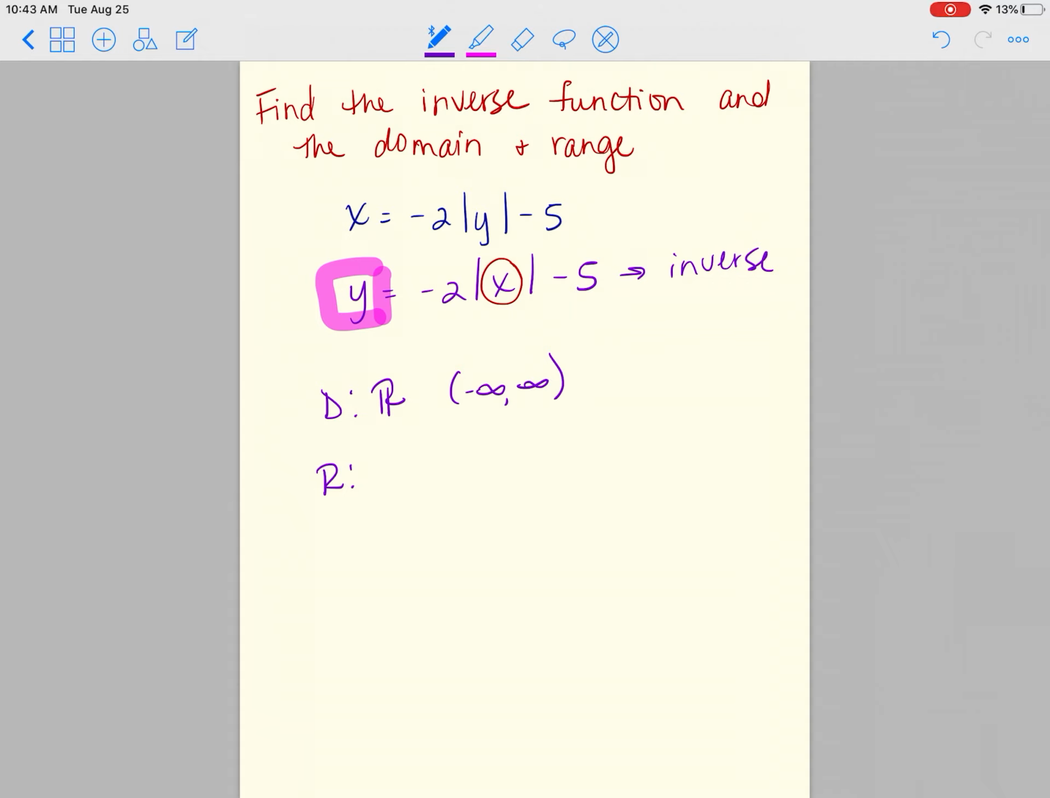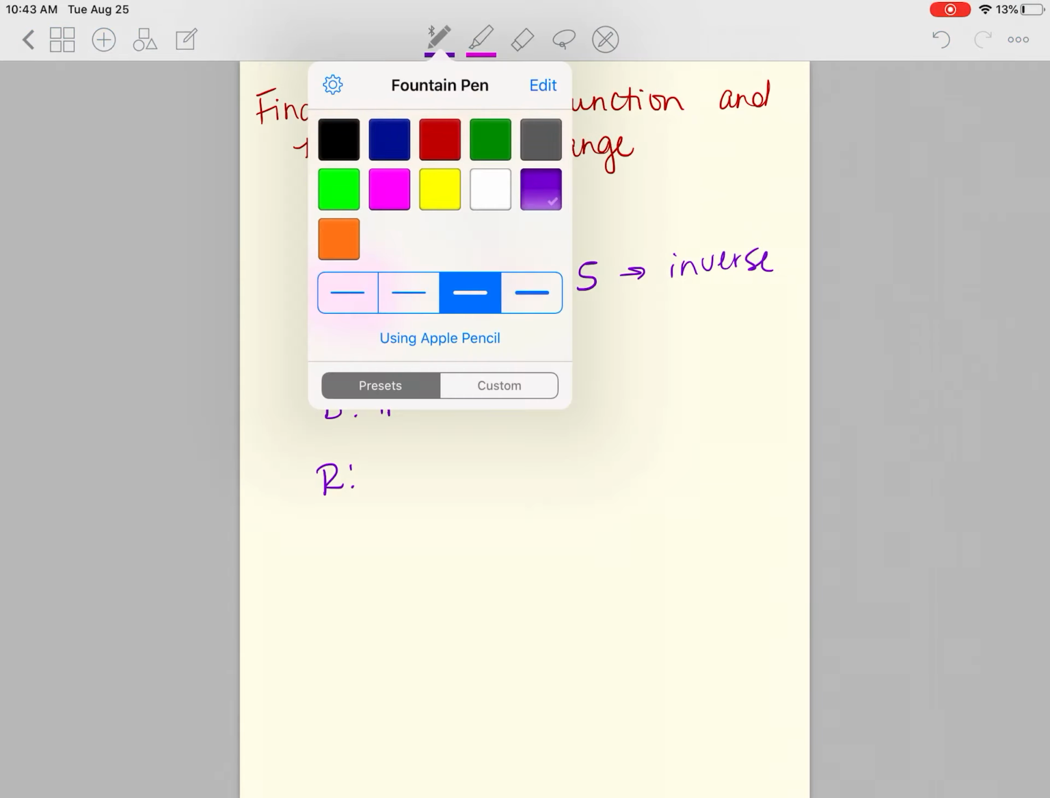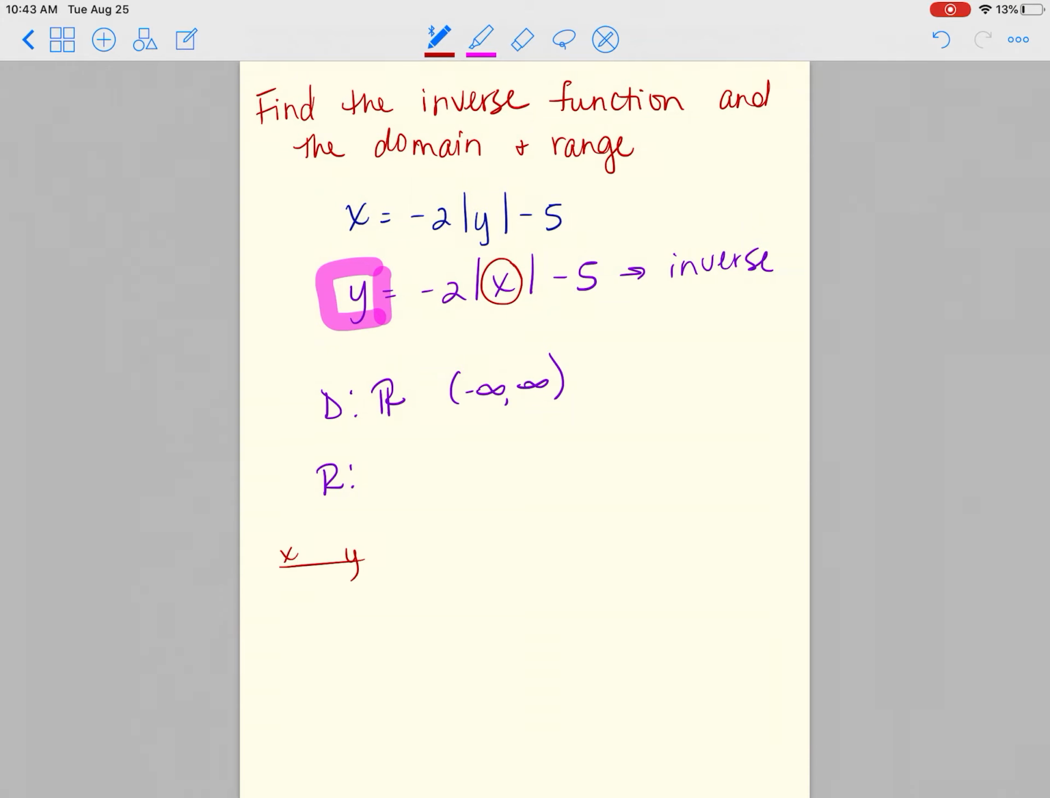My range, though, may have a restriction. Let's talk about positive numbers, and we may just need to plug in some and see what happens. So let's just do a little XY chart. If I plug in positive numbers, let's do 1, let's do 3, let's do 5. If I plug in 1, the absolute value of 1 is positive 1, times negative 2 is negative 2, minus 5 gives me negative 7. If I plug in 3, absolute value of 3 is 3, times negative 2 is negative 6, minus 5 is negative 11. If I plug in 5, absolute value of 5 is 5, times negative 2 is negative 10, minus 5 is negative 15. I can keep plugging in any positive numbers. They can be even, they can be odd, that does not matter. There's a pattern here. I'm still going to get out negative numbers.